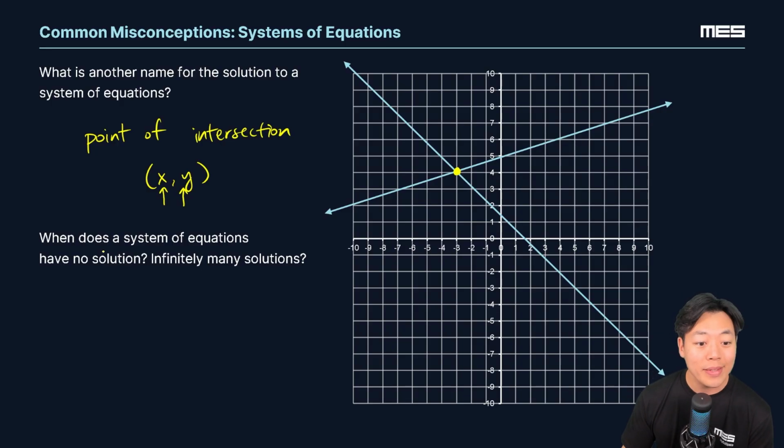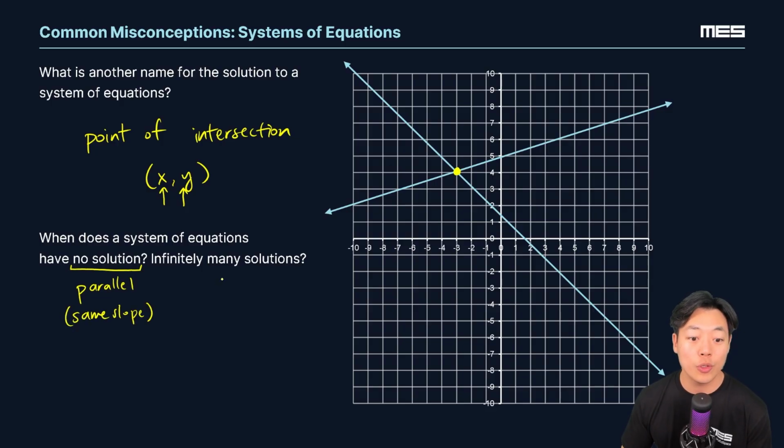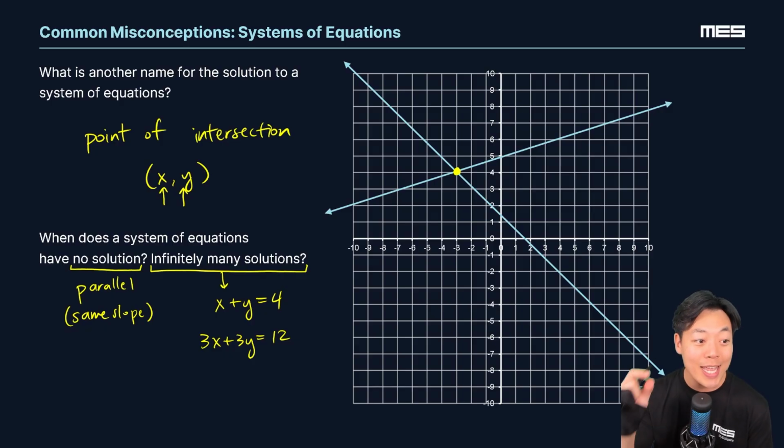Now, when does a system of equations have no solution? Two equations within a system have no solution if the equations are parallel, if the two lines are parallel, meaning that they have the same slope. And two equations have infinitely many solutions when they are the exact same line. For example, if we have x plus y is equal to 4, and then we multiply every term by a 3, these are the same exact line, and these two equations will have infinitely many solutions in common.